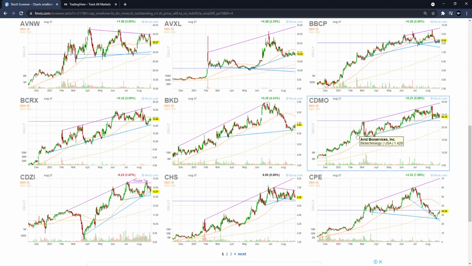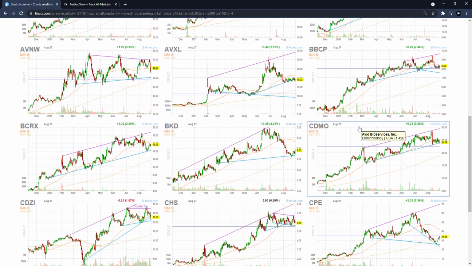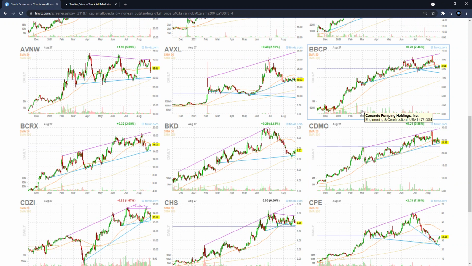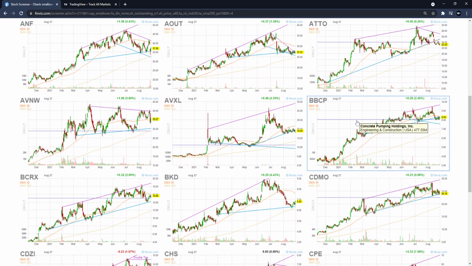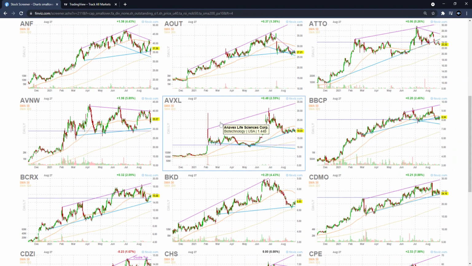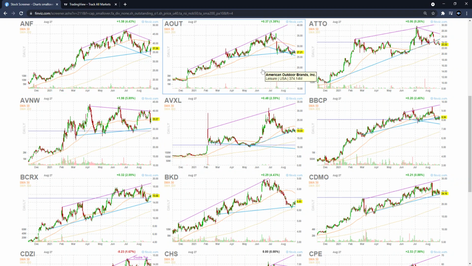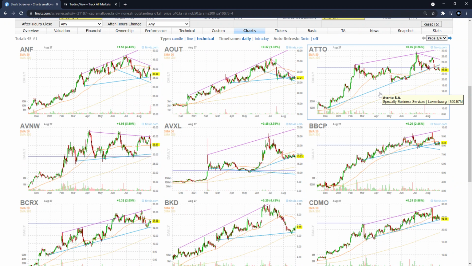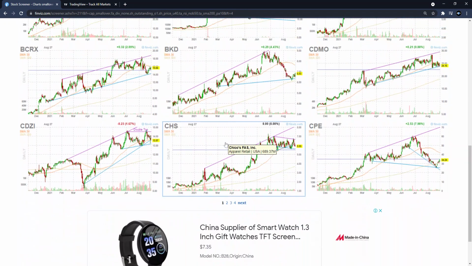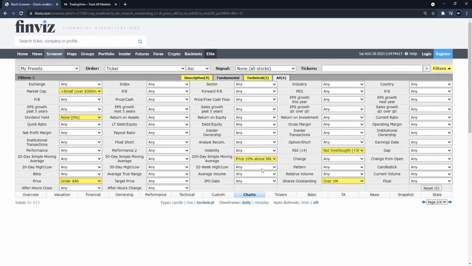Right here we have Avid Bioservices. This is in biotechnology in the USA. This is in the USA too, engineering and construction. This looks good. This company looks good. Here we have a lot of biotechnology companies, and again a big portion of them are in the USA. Actually, this one is in Luxembourg right here. You see specialty business services. So okay, let's take a look at the other side.